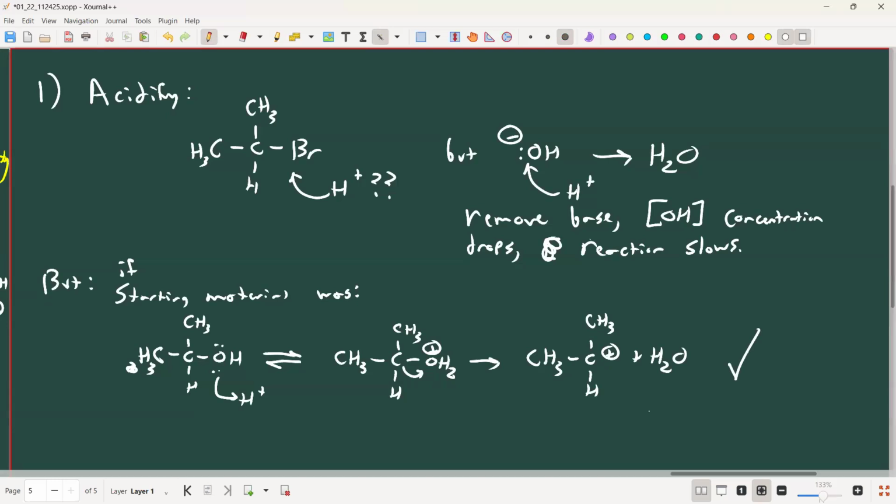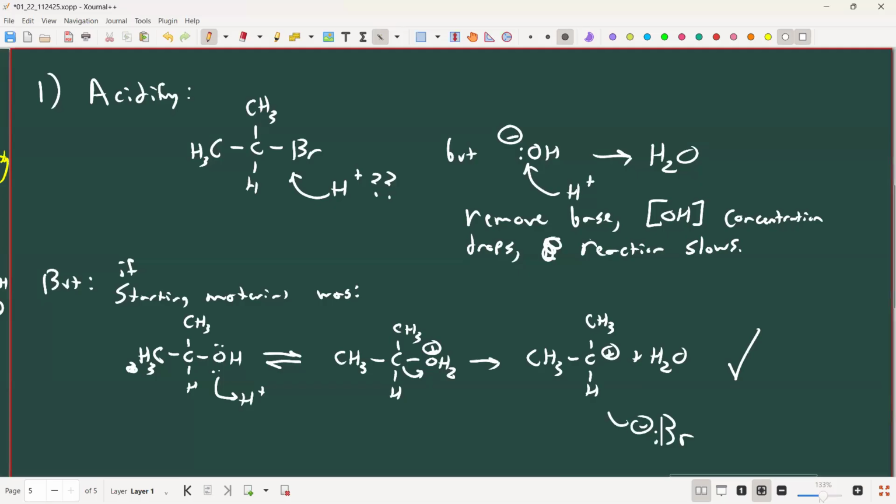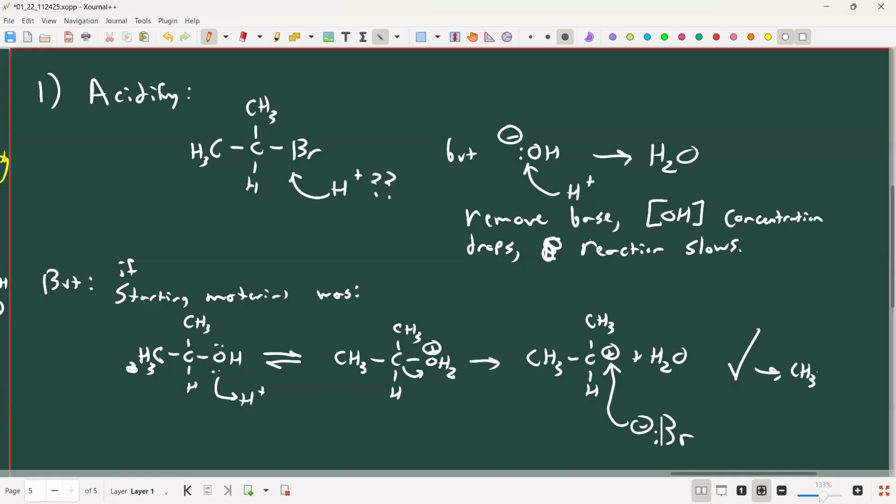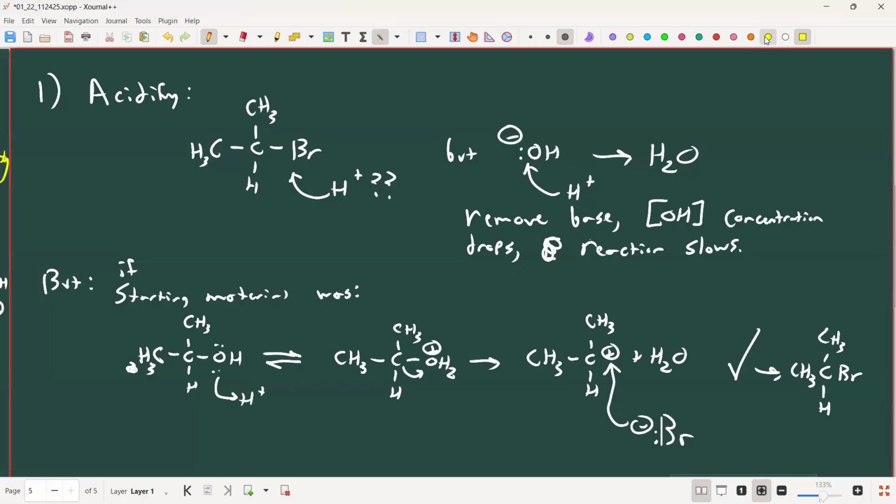And then maybe the Br could come in and react. And then you would form CH3CHBrCH3, isopropyl bromide. But notice what I've done. I've just gone backwards. So what I've done is I've catalyzed the reverse reaction. So acid's no good.